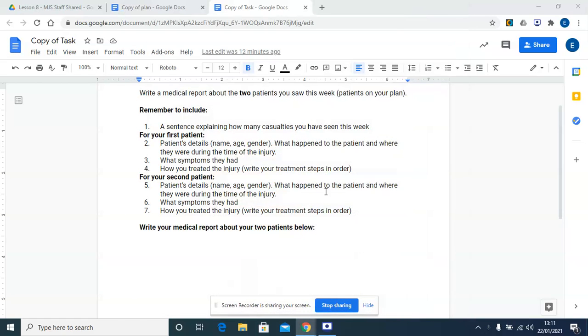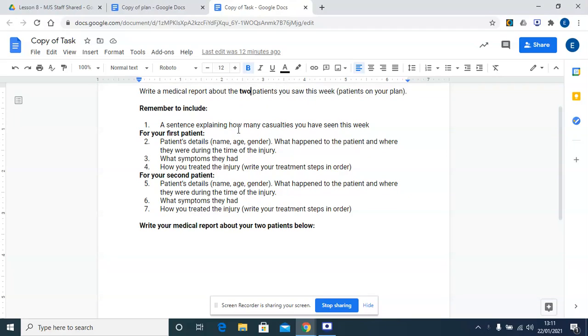Okay, so I am going to show you how to use your plan to write your medical report today. So we've got some tips and some points to remember up here. This is really useful on your task sheet today. You've got to start with a sentence explaining how many casualties you have seen this week.